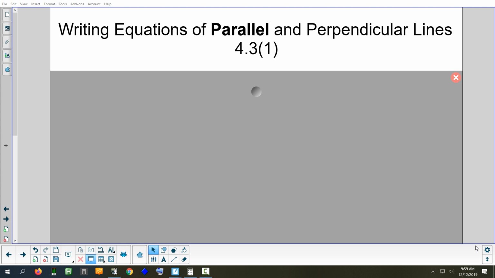All right, the last thing we're going to look at for this week is part 1 of 4.3. Part 1 is the parallel part of the lesson. Part 2, when you guys come back, that'll be the perpendicular part. Okay.